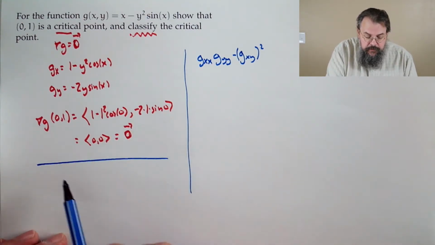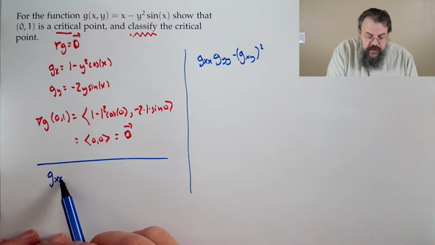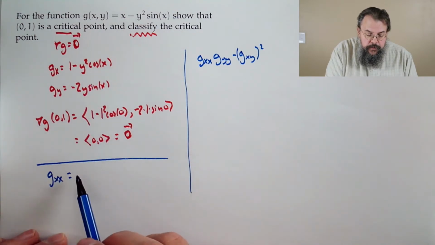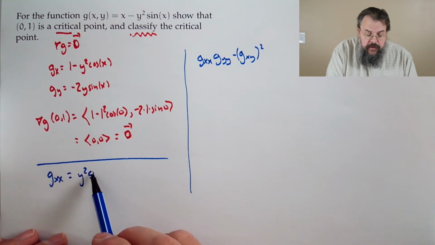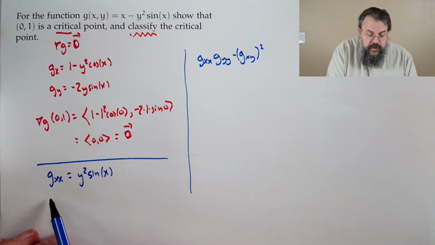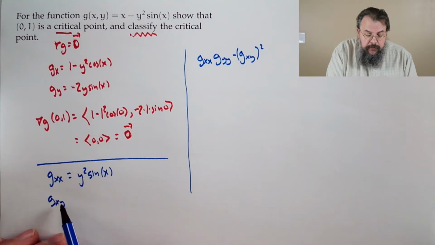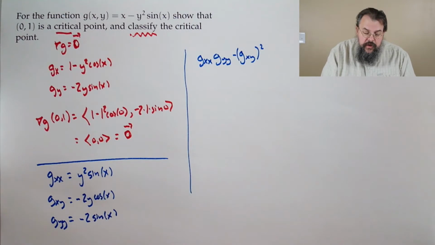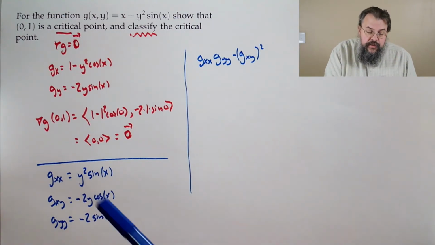Well, we should probably take our derivatives here for reference. g_xx. Okay, first part goes away. Derivative of cosine would be minus sine. So we end up with y squared sine of x. g_xy, well, minus 2y cosine of x. And g_yy would be minus 2 sine of x. All right, so we plug it in at the point (0, 1).